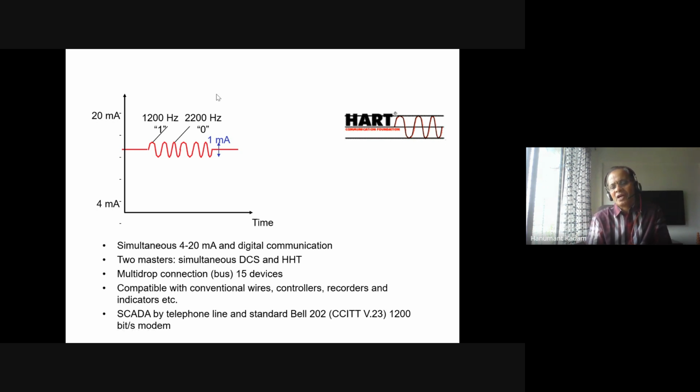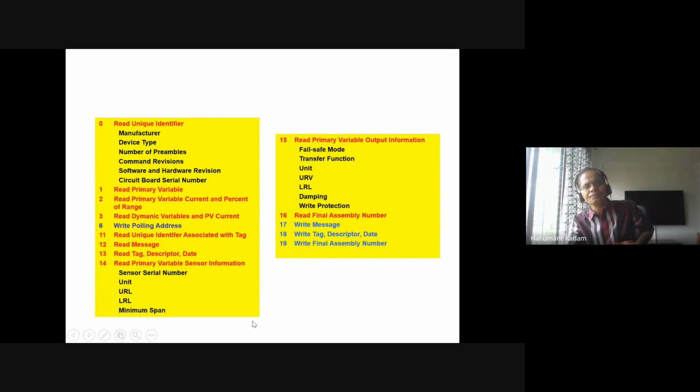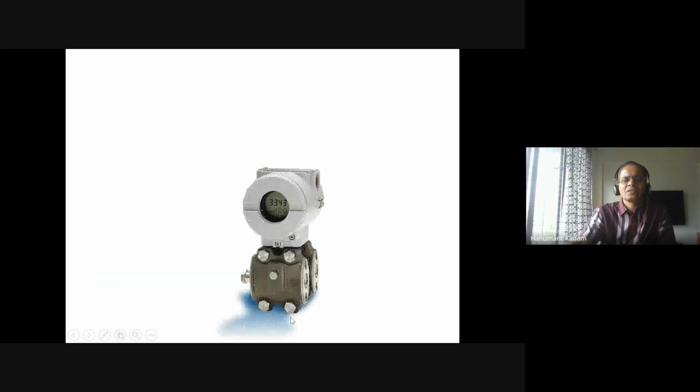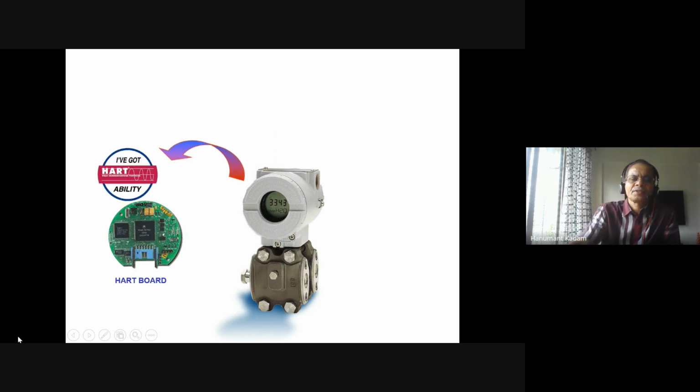HART means analog plus digital. Analog signal is 4 to 20 milliampere. Digital is in logic 0, logic 1. Logic 0 is the frequency 2200 hertz. Logic 1 is a 1200 hertz frequency. So this is the basics of this, and this we have discussed. So this is the transmitter we have discussed so far. This is a HART board, HART modem.